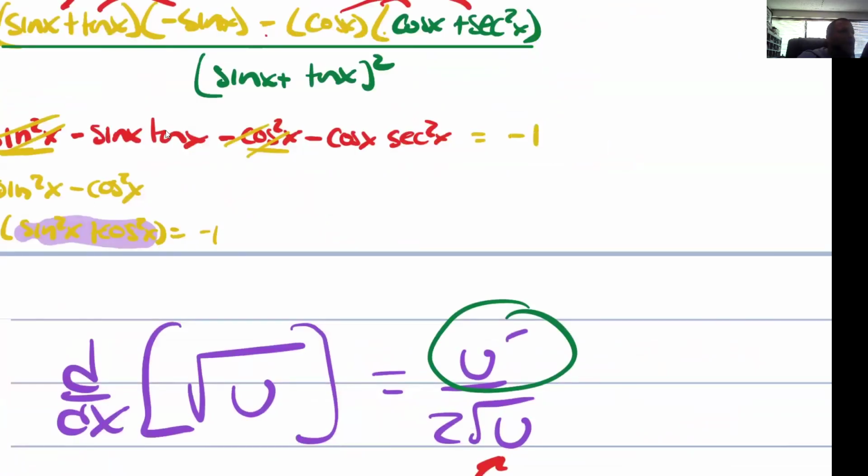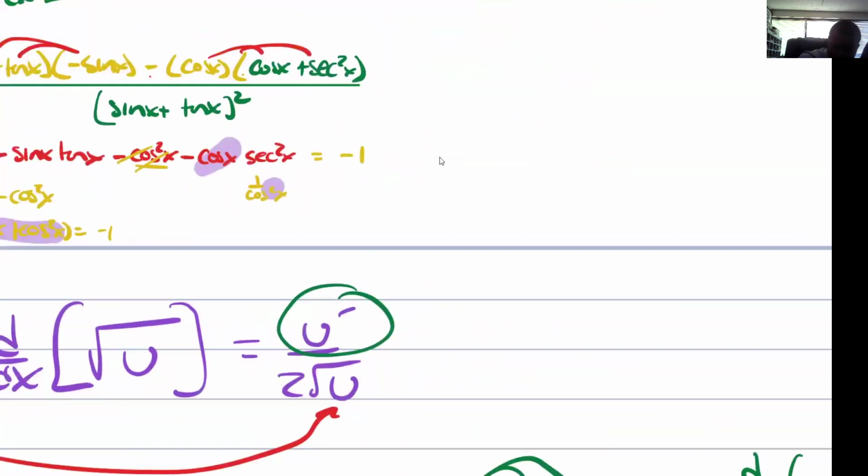All right, so then let's see, cosine times secant. Secant is 1 over the cosine squared of x, so this cosine and one of those cosines cancel. We're left with just 1 over cosine, which is just a secant. So I'm going to get a negative 1 minus sine of x, tangent of x, minus the secant of x, all over our denominator squared, sine of x plus tan of x, squared.